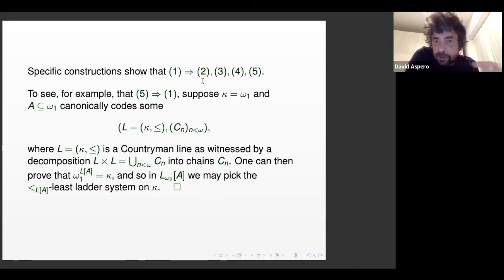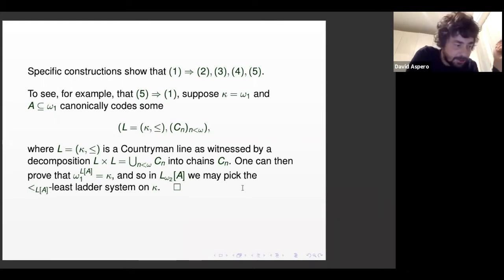Now, it's not completely true, but one can prove that. If omega 1 of L of this A, of this subset A of omega 1 that encodes the Countryman line, correctly computes that kappa is omega 1, then just in L omega 2 of A, we may pick the least ladder system on kappa in the canonical well order. So that gives you this direction, which is a bit of cheating, right?